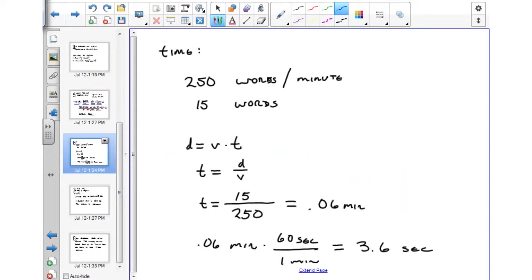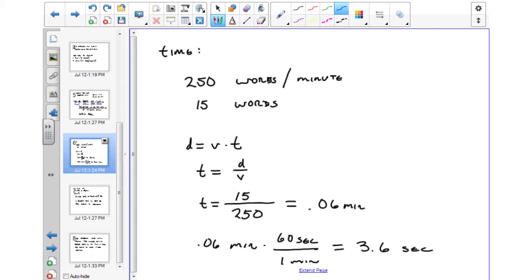Now to find time, we know a reading speed in terms of words per minute and the number of words in the average text message. We can assume that the number of words is a length, and then the 250 words per minute is a velocity. So we use our velocity equation, distance equals velocity times time, and solve for t, getting that time is equal to distance divided by velocity. We plug in our distance and velocity, and we come up with a time of 0.06 minutes.